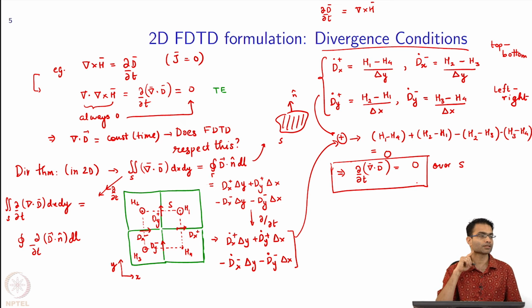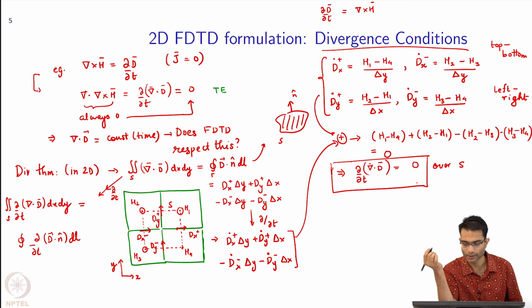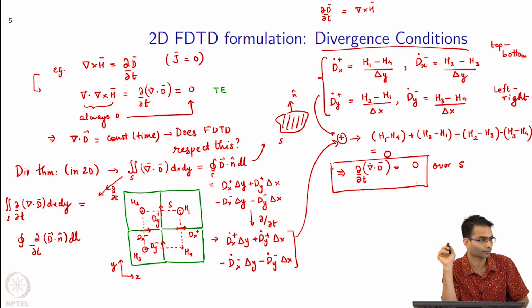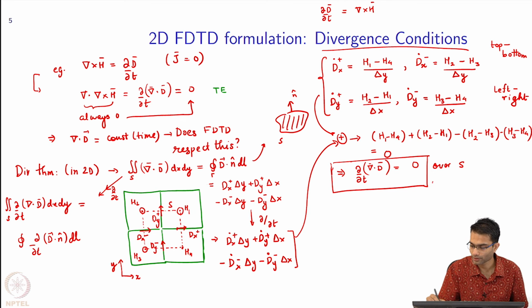We cannot say that this is true at every point, because we are not evaluating these fields at every point, but we are evaluating over a finite grid. So, over this grid S which I have shown over here, it is clear that the divergence of D does not change in time. Okay. So, we can say we got this for free, we did not do anything special.